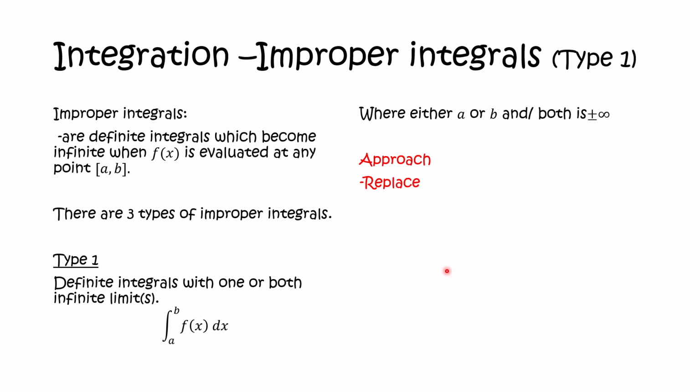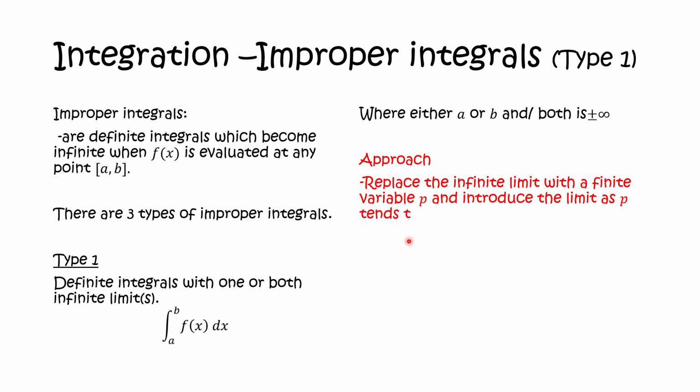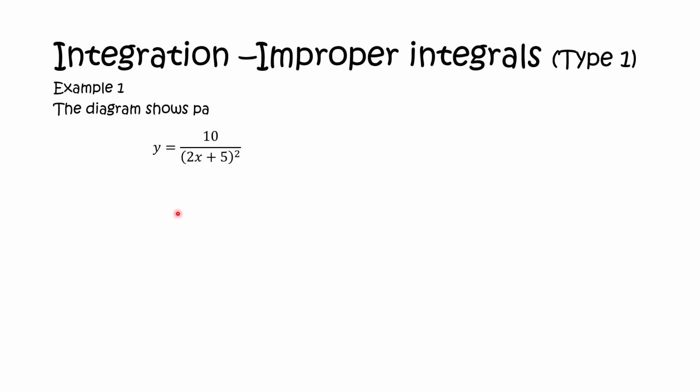So, what is the approach that we have to apply for this type? First thing we do is to replace the infinite limit with a finite variable p and introduce the limit as p tends to plus or minus infinity, where the limit exists. Great. Let's have a look at an example.